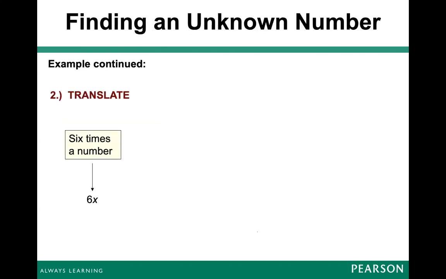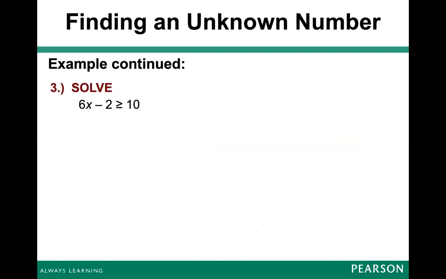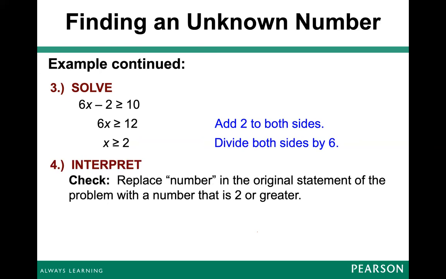All right, so the inequality for this problem is 6x minus 2 is greater than or equal to 10. So we will solve that inequality by adding 2 to both sides and then dividing both sides by 6. And that gives us x is greater than or equal to 2. Interpreting the solution. As a check, they recommend replacing number in the original statement of the problem with a number that is 2 or greater. And they used 2.